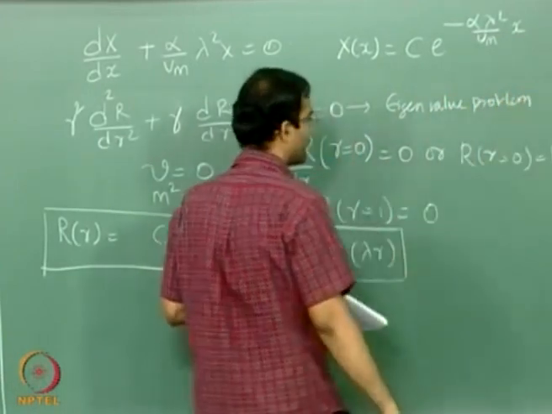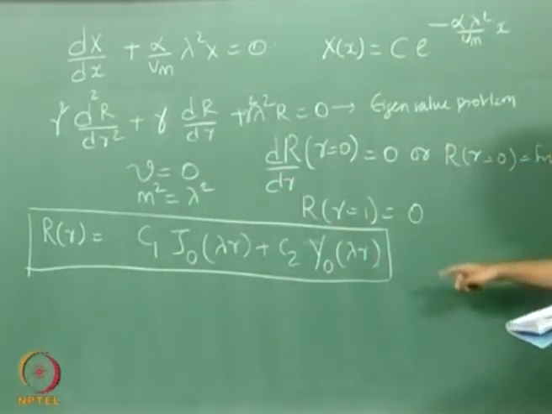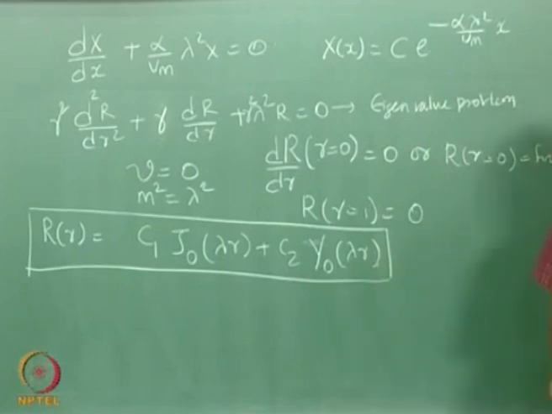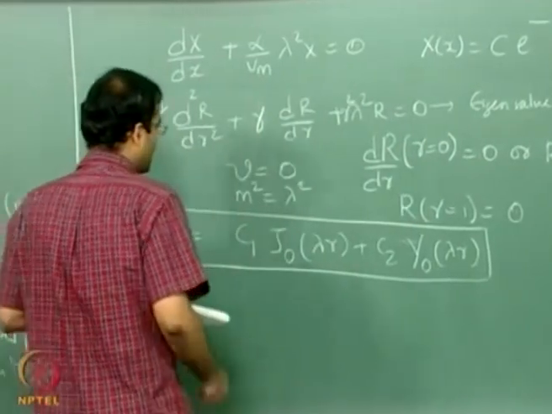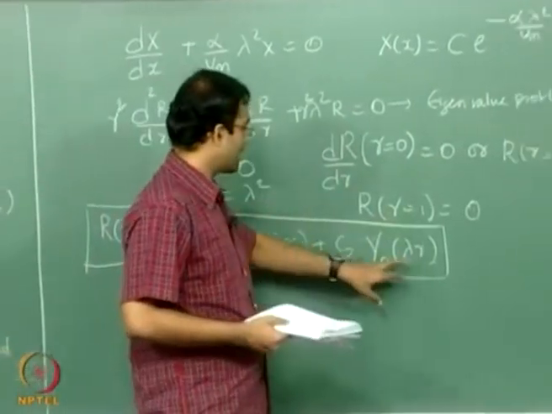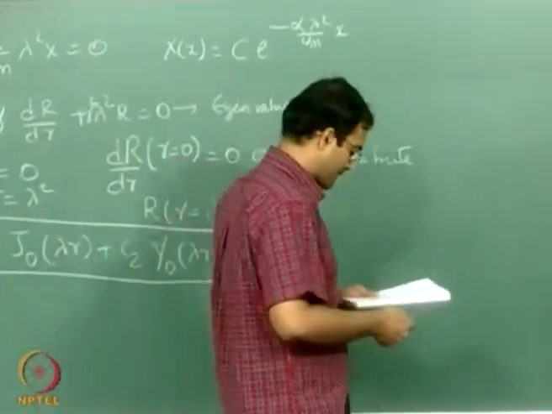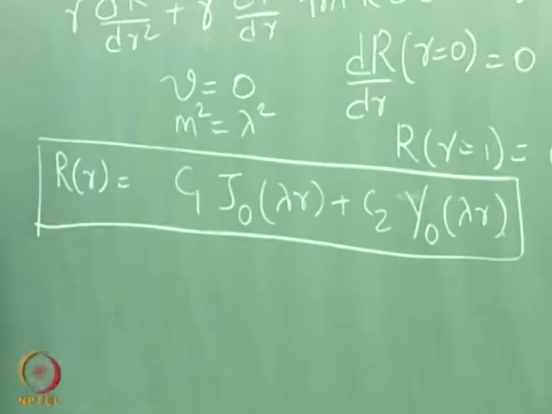Any eigenvalue problem should have two homogeneous boundary conditions. So this is the solution to the eigenvalue problem. Now we apply the two boundary conditions to get the two constants. So now directly we come to the condition at r equal to 0, capital R should be finite. So I will also show you how these Bessel functions behave.